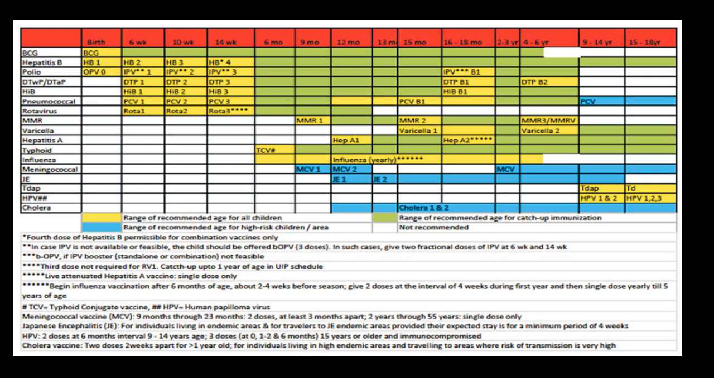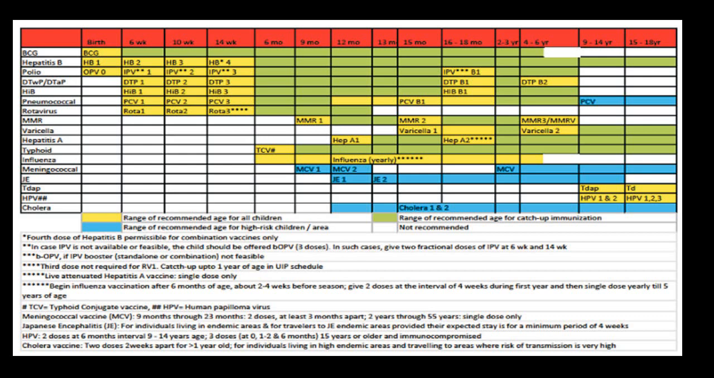At 4 to 6 years come again the booster of DPT and MMR, that is measles, mumps and rubella. And now in the latest schedule, they have also included that along with DPT, we give the IPV booster also. At 10 years again, we have the Tdap vaccine, which is a variant of the DPT vaccine. Initially, we used to give only TT vaccine, but now we have to include diphtheria and pertussis also.